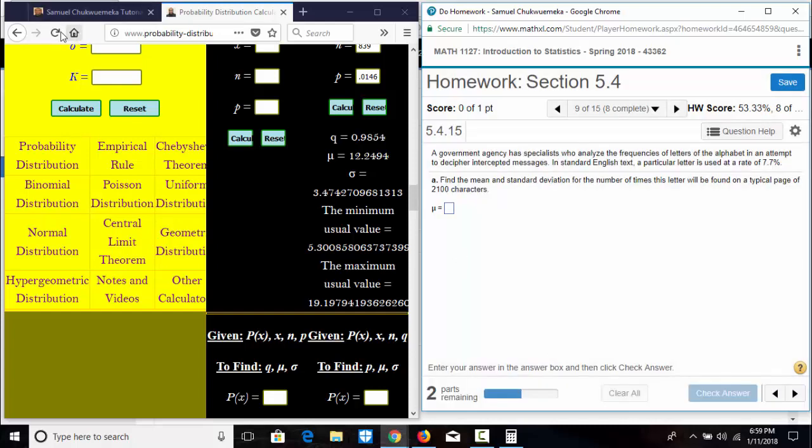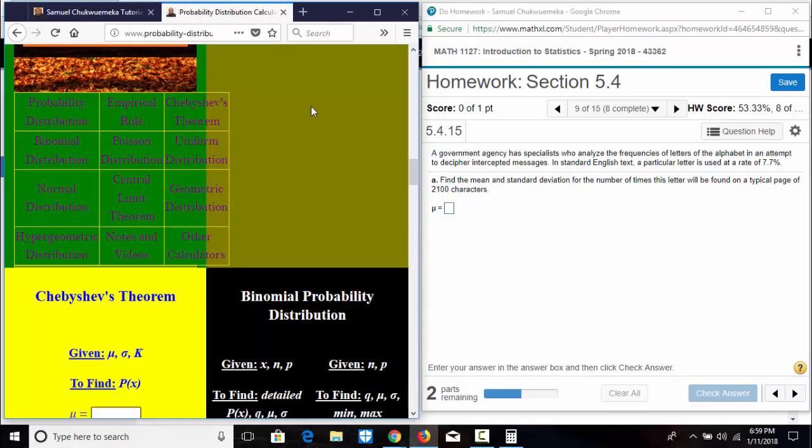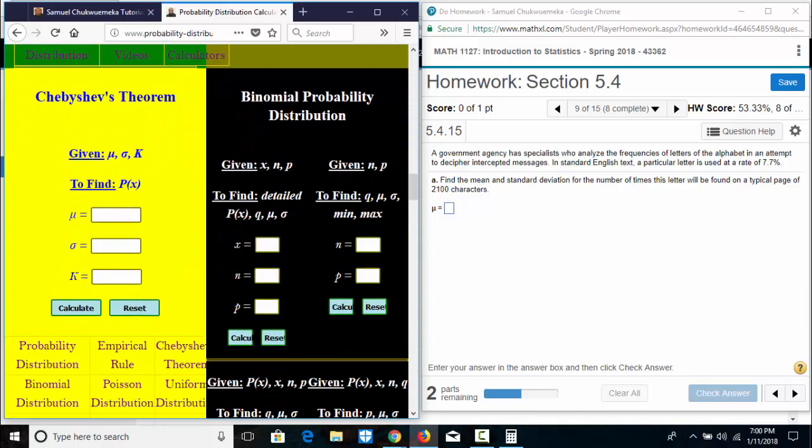Question 9. A government agency has specialists who analyze the frequencies of letters of the alphabet in an attempt to decipher intercepted messages. In standard English text, a particular letter is used at a rate of 7.7%. Find the mean and standard deviation for the number of times this letter will be found on a typical page of 2100 characters. So in this case, our sample size is 2100.